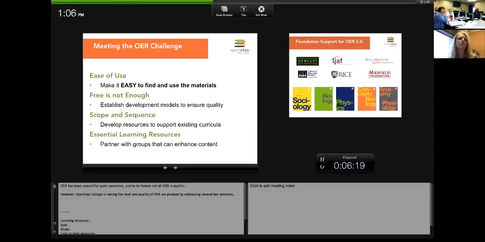OER has been around for quite some time, and to be honest, not all open education resources are high quality. And that's really our mission, and what we're trying to do is change that. So OpenStax College is really raising the level of quality on what we produce. We make our materials very easy to use and find. In fact, you can go to openstaxcollege.org and look at our books. You can download them. They're completely free. There's no registration or anything. So it's very, very easy to find them and use them.